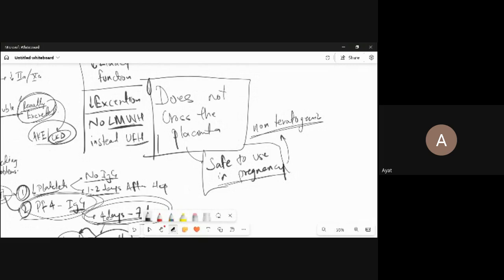Doctor, where is unfractionated heparin excreted? Oh, unfractioned heparin would be excreted by the liver. Okay, thank you. So that is all for heparin.